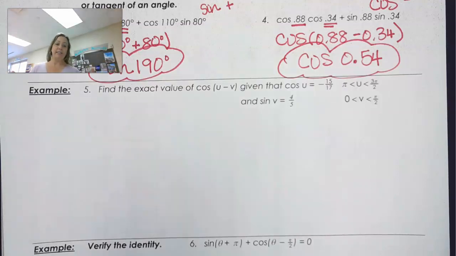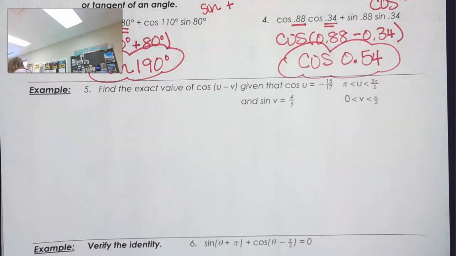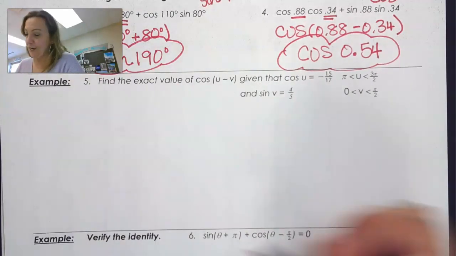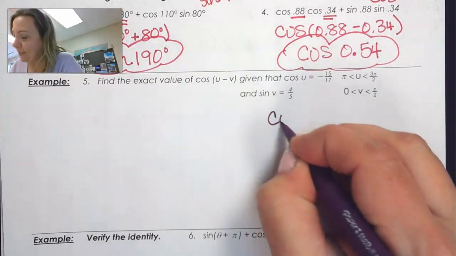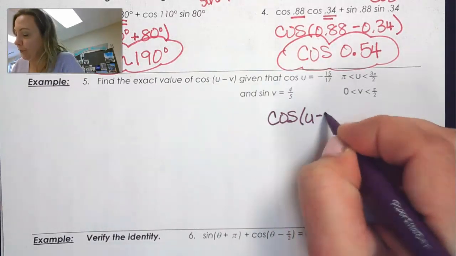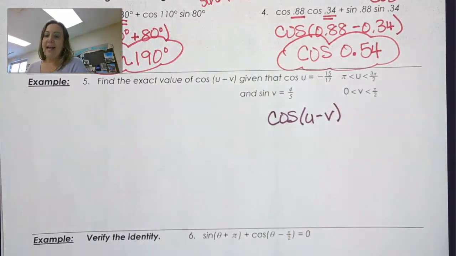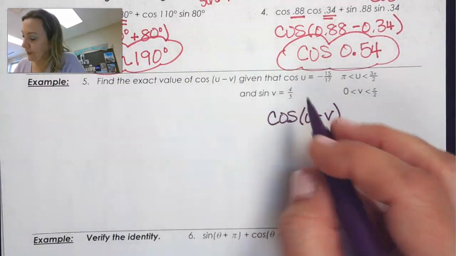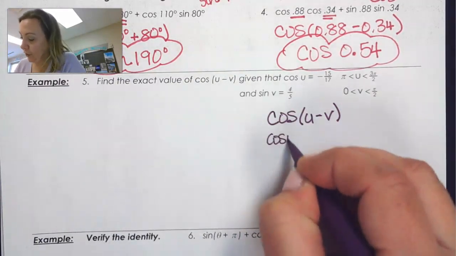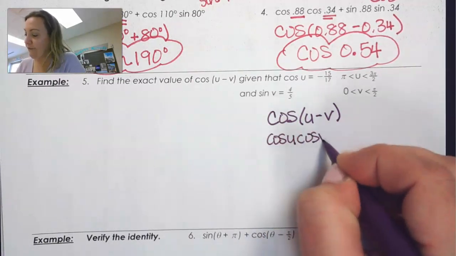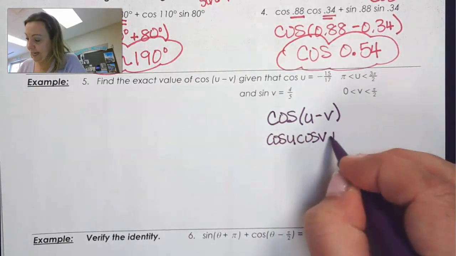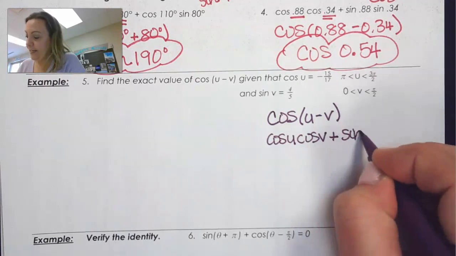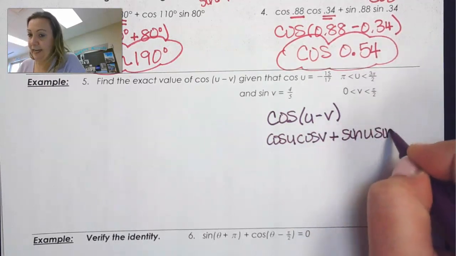And it wants us to find the cosine of u minus v. It's important for us to see what we're going to need to use in this case. Leave some space over on this side, and we're going to want the cosine of u minus v. If we use the formula, we know that this is going to be cosine u, cosine v, then we change the sign, plus sine u times the sine of v.